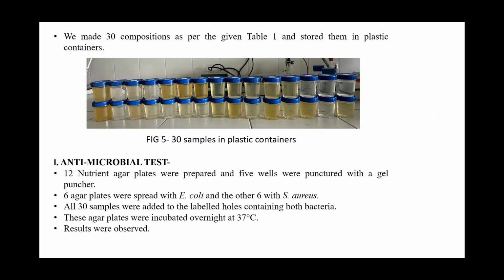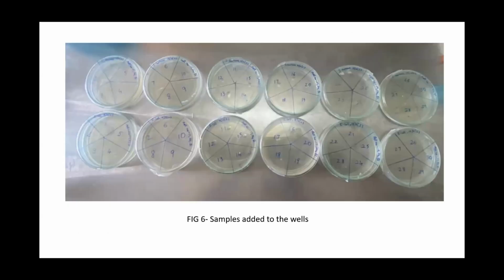Coming to the first test, that is the antimicrobial test. In this test, 12 nutrient agar plates were prepared, and five wells were punctured with a gel puncture. Then 6 agar plates were spread with E. coli and 6 others were spread with S. aureus. All the 30 samples were added to the labeled holes containing both the bacteria. Then these agar plates were incubated overnight at 37 degrees Celsius. Then the results were observed.